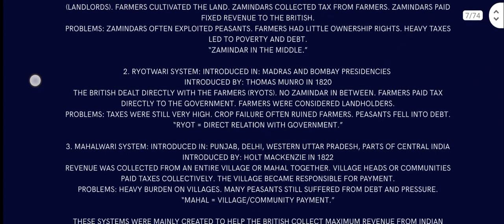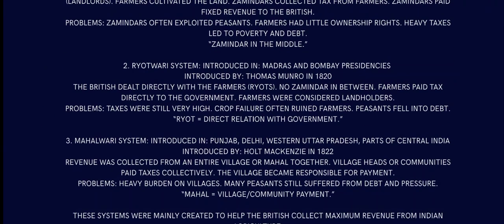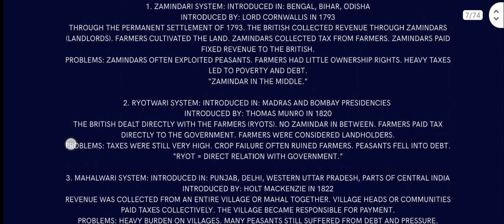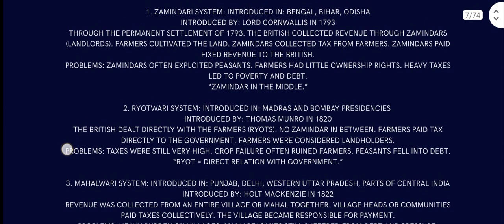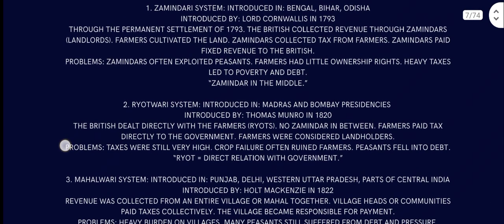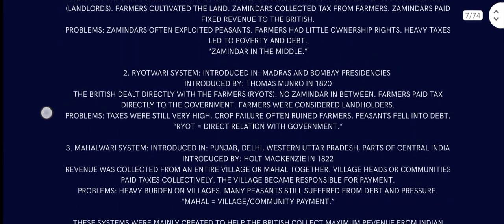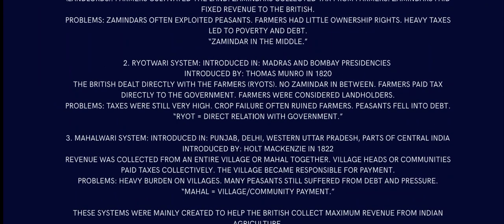Then comes the Mahalwadi system. What is the Mahalwadi system? It was introduced in Punjab, Delhi, Western Uttar Pradesh, and parts of central India, by Holt Mackenzie in 1822. So these sort of terms are very helpful for other MCQs that might come. Who introduced the Zamindari system? Lord Cornwallis in 1793. Who introduced the Rayatwadi system? Thomas Munro in 1820. Who introduced the Mahalwadi system? Holt Mackenzie in 1822. They are very helpful.